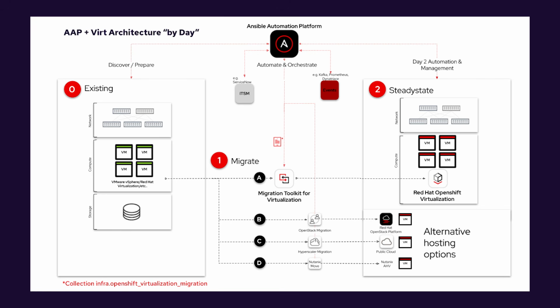And that is by using the infra.openshift_virtualization_migration collection. Once the virtual machines are migrated and ready for operations and they're running, we can perform the day two operations and automation using also Ansible Automation Platform. And that is by using the infra.openshift_virtualization_ops.